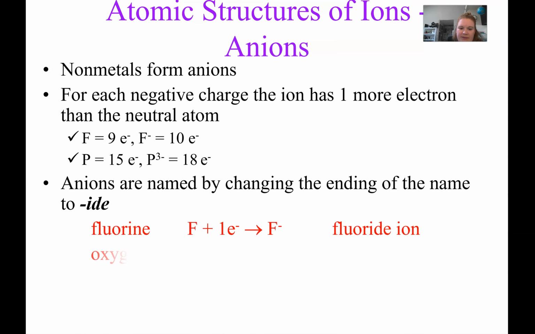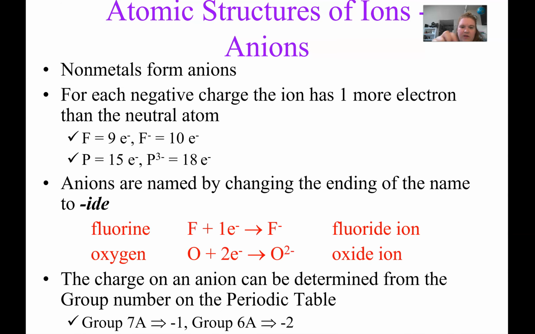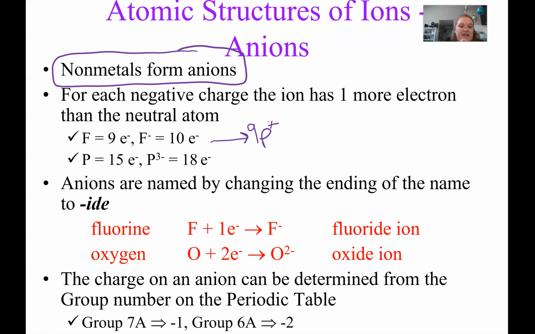So let's look at the opposite. Let's look at the anions. Our nonmetals are going to form anions, and in order to do that, they have to gain electrons. So the example that's on here is fluorine. Fluorine is going to have 9 protons no matter what. And so when it's neutral, it has 9 electrons, and when it's a 1- charge, it will have 10 electrons.